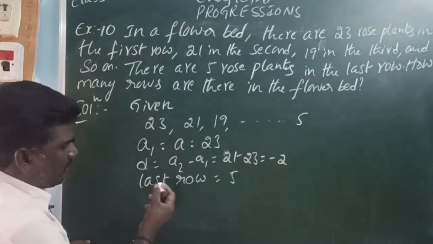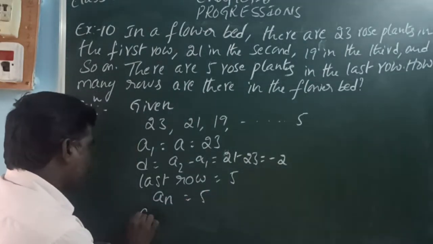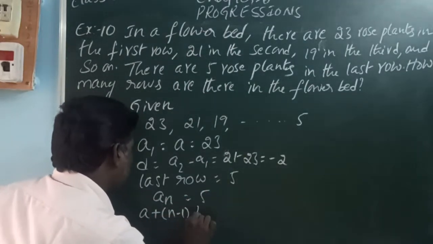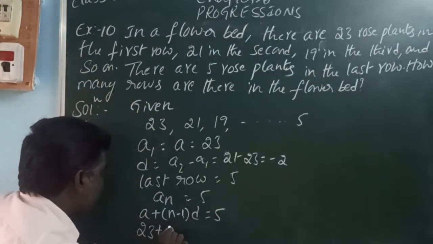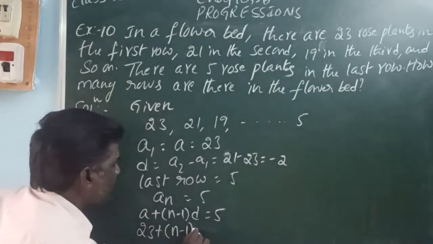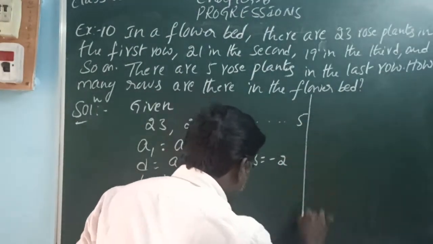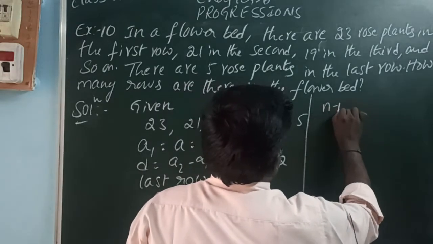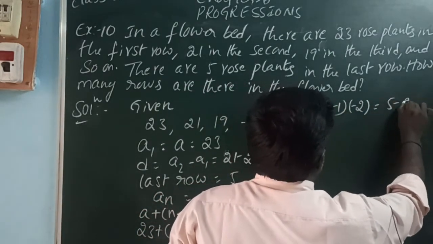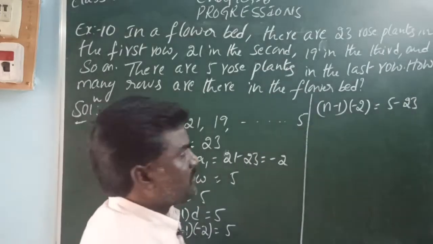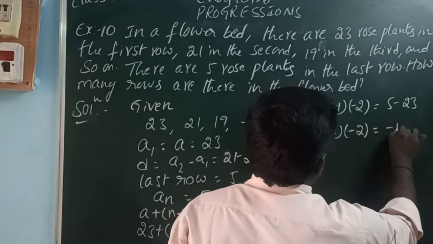So here, how many rows are they asking? That is a_n equal to 5. So a plus (n minus 1) into d is equal to 5. a is 23, plus (n minus 1), d is minus 2, equal to 5. So plus 23 is going to throw over, n minus... so (n minus 1) into minus 2 is equal to 5 minus 23. 5 minus 23 is minus 18. So (n minus 1) into minus 2 is equal to minus 18.